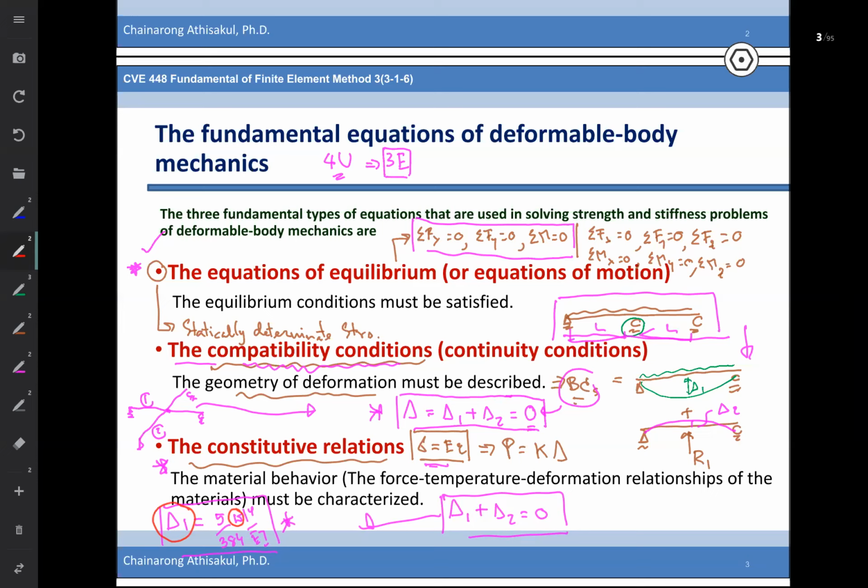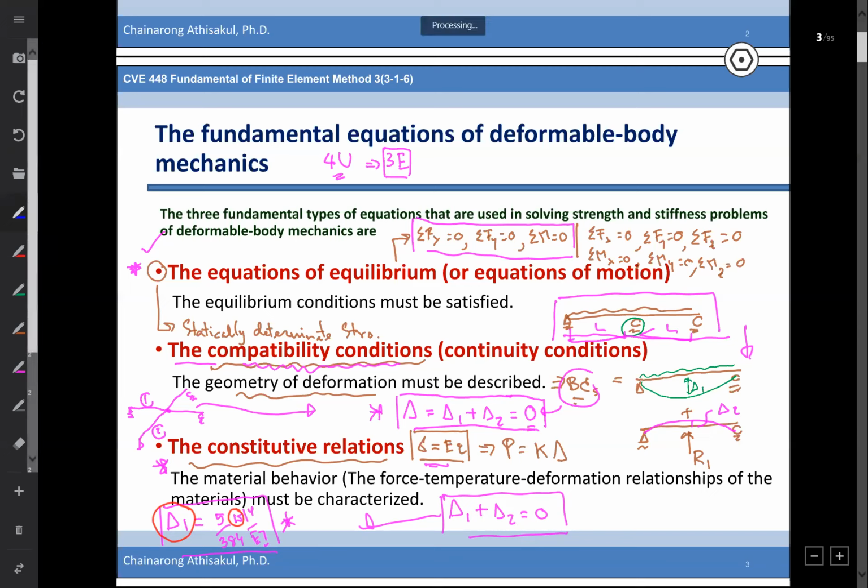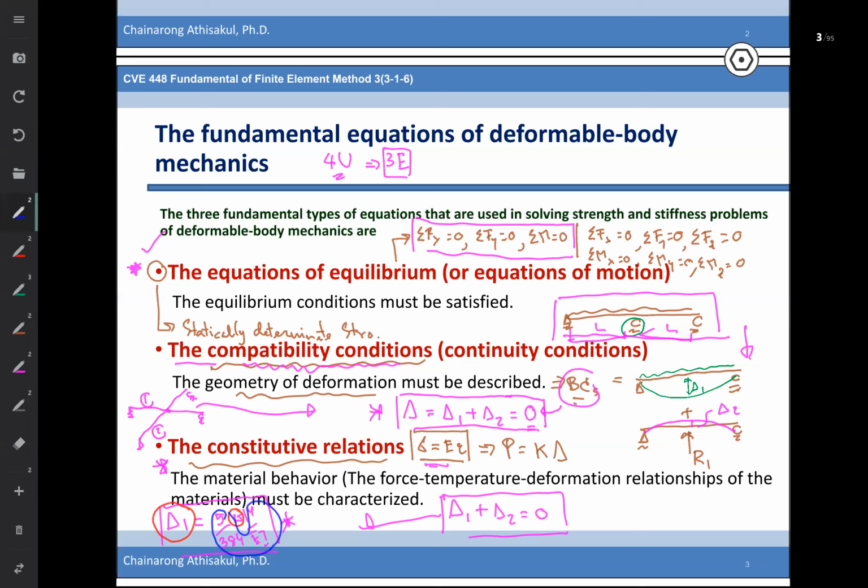Okay. So another value you will see is 5/384. EI and L to the power 4 are constant for the particular problem. So what does it mean? So we can write it in terms of the force and displacement relationship. So that's why we use the constitutive relation. So for statically indeterminate structure, we have to use 3 sets of this equation. Okay. So this is just a little bit of review of mechanics of materials and structural analysis.